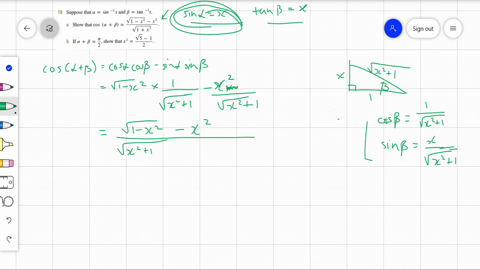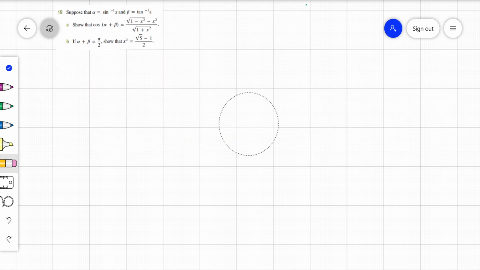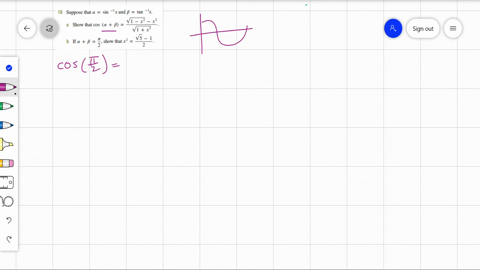Alright, then it says to show, so if alpha plus beta is pi on 2, so that means cos(alpha plus beta) would be cos pi on 2. Now cos pi on 2, we know the cos curve goes like that, that's at pi, so this is at pi on 2, so we know it equals 0. So if that's the case, then this is going to equal 0. So let's make that equal to 0.